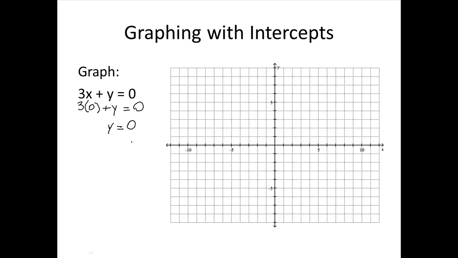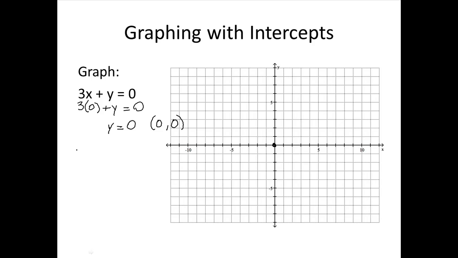So our ordered pair: we plugged in 0 for x and we got 0 for y. If we turn around and plug in 0 for y, we'll get 0 for x. There's only one intercept. This line passes through the origin. So we can go ahead and plot that point. We know that it passes through the origin, but we can't draw a line with just that one point. So we can't actually graph this with intercepts. We have to get another point.